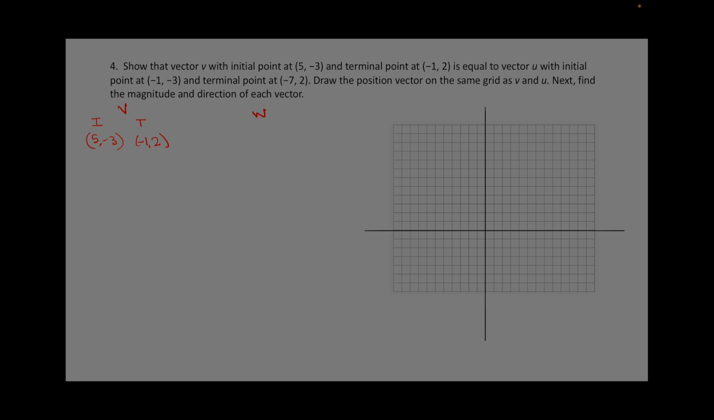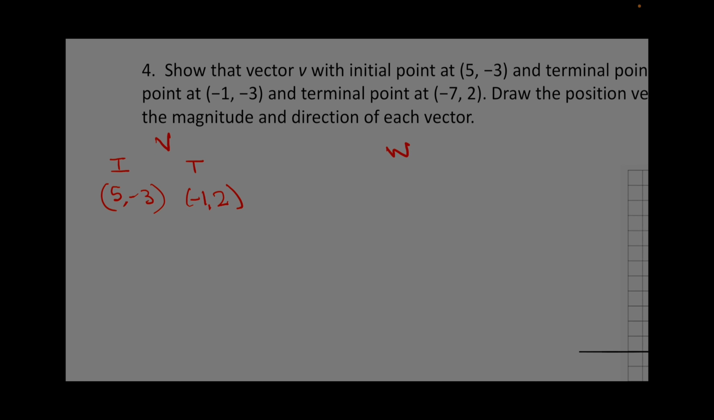Now, if I wanted to write this as a position vector, I would want the initial point to be 0, 0. So I would move it to the left 5, and I would move it up 3. So now the starting point is 0, 0, and the ending point is -6, 5. I'm going to put the sharp brackets on it because that's how we indicate that it's a position vector, meaning it starts at 0, 0, and that's where it ends.